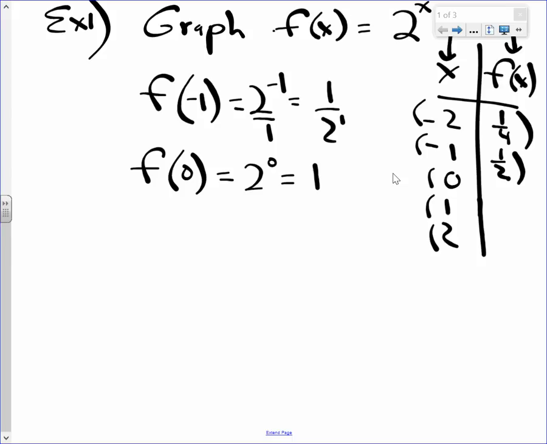So, input is 0. Output is 1. We're rocking and rolling. We're rocking and rolling, you guys.